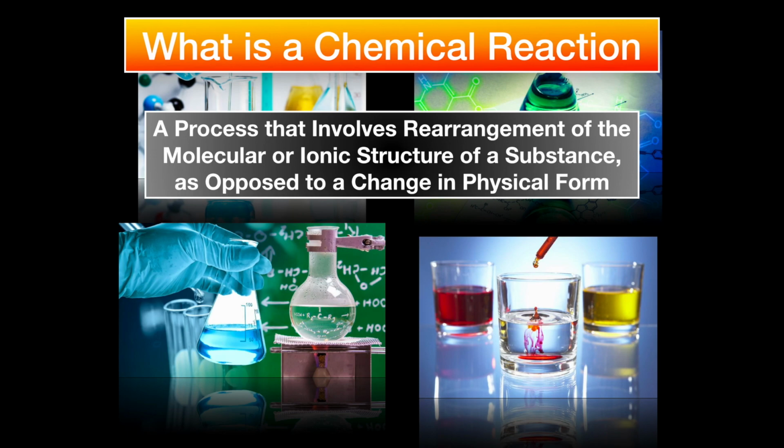But a chemical reaction is really a process that involves the rearrangement of the molecular or ionic structure of a substance, as opposed to a physical change. So again, we're not melting, we're not boiling, and we're not going through different phase changes. We are creating new arrangements of the molecular and ionic structures of substances. So let's delve into the types of chemical reactions to better understand this.